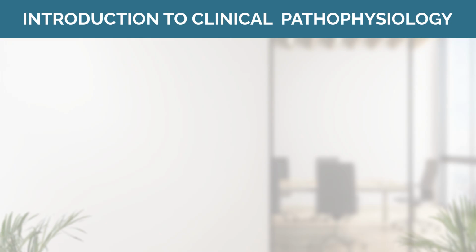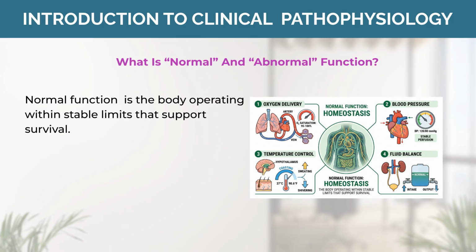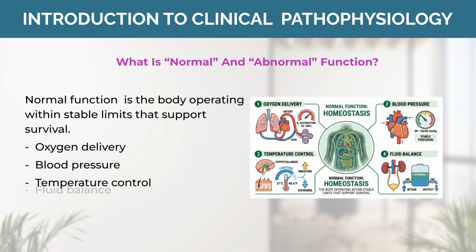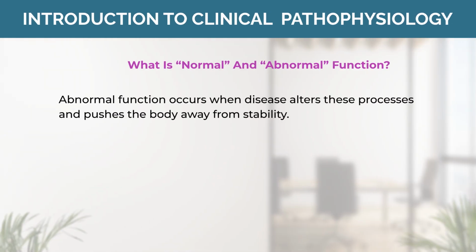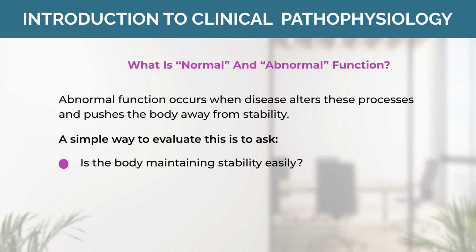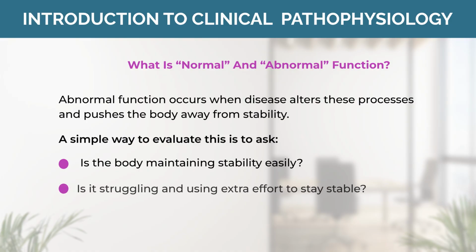Now that we have seen what clinical pathophysiology means, let's move to the next concept. What is normal and abnormal function? Normal function is the body operating within stable limits that support survival, such as oxygen delivery, blood pressure, temperature control, and fluid balance. Abnormal function occurs when disease disrupts these processes and pushes the body away from stability. A simple way to assess this is to ask, is the body maintaining stability easily, or is it struggling and using extra effort to stay stable?